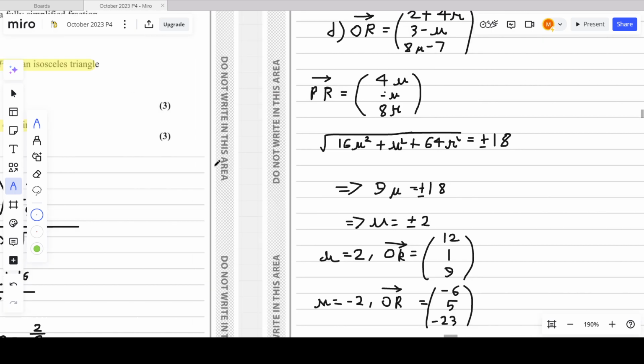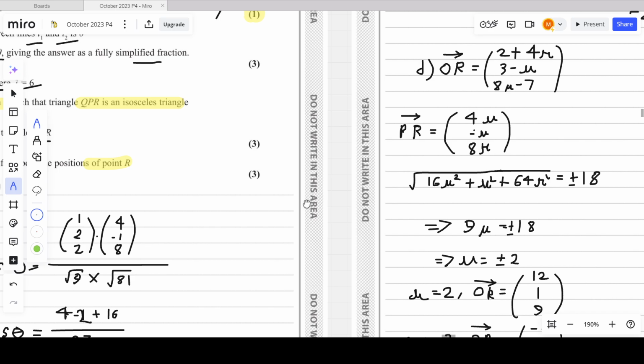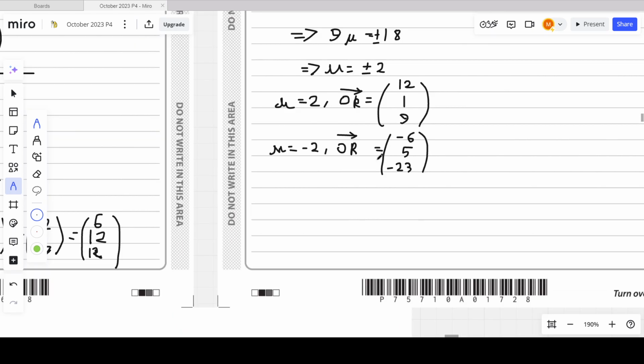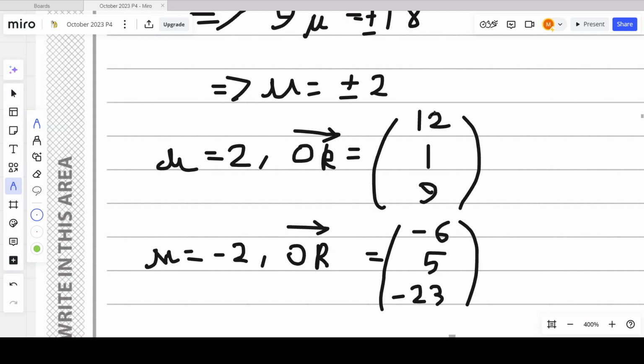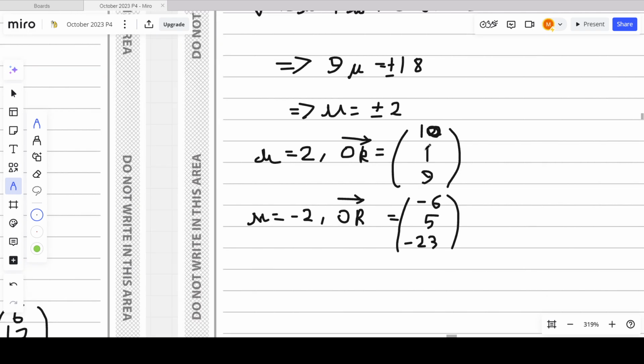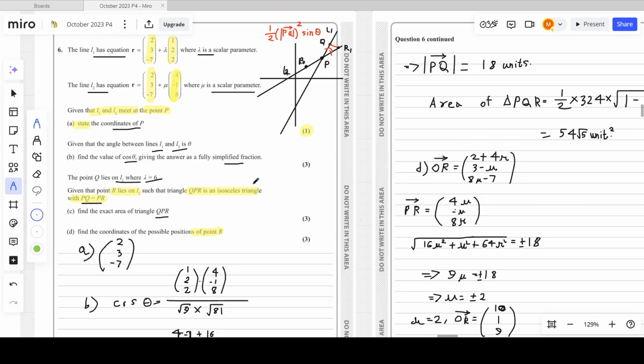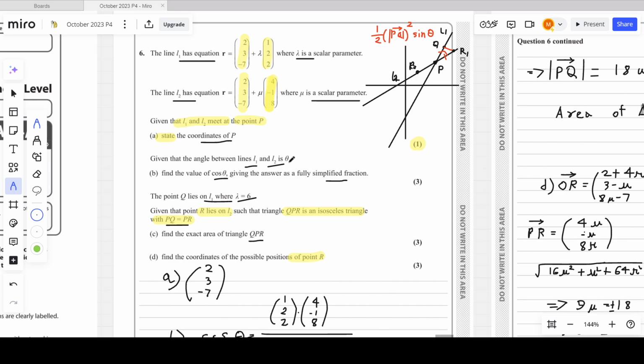So for mu equals 2, 2 plus 8 should be 10, not 12. Correct it, it should be 10. That's it. These are the two possible positions of point R. And that's all about question number 6 from October 2023 P4 paper. Thank you.